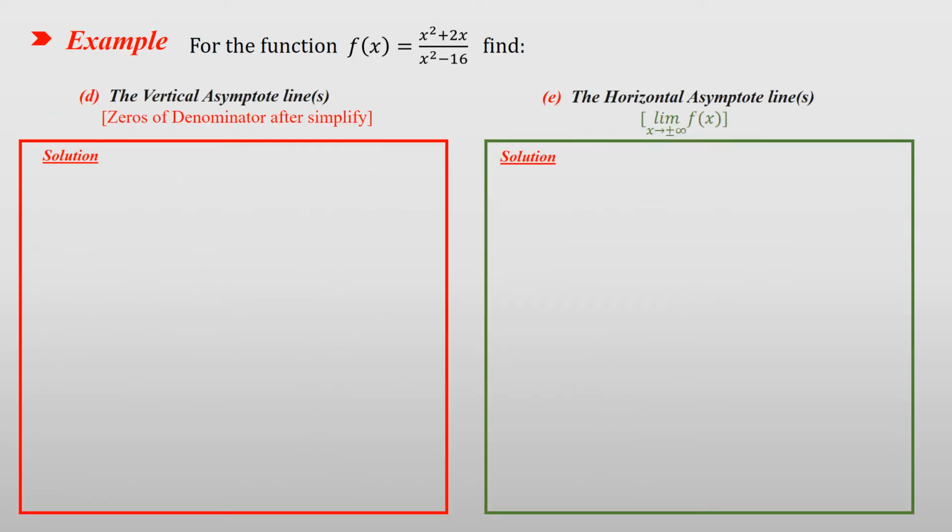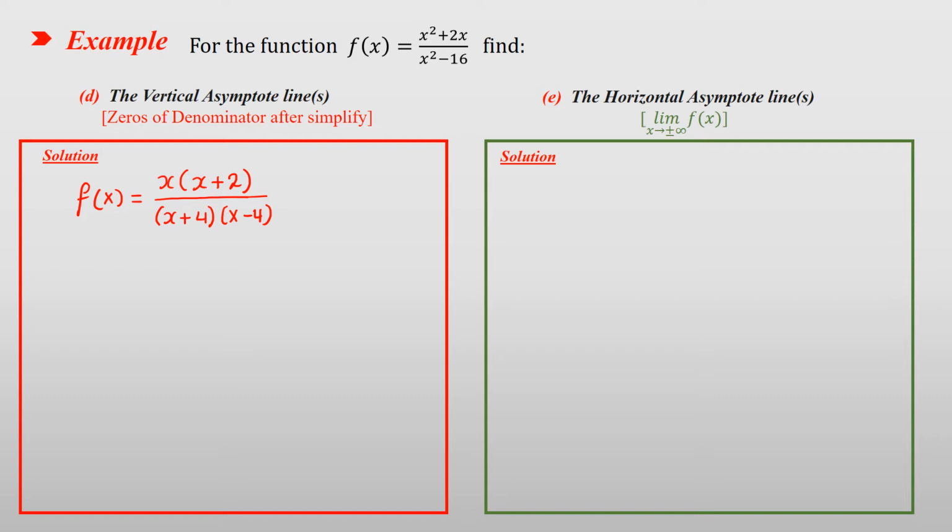In part D you have to find the vertical asymptote lines and horizontal asymptote lines. The vertical asymptote lines are the zeros of the denominator after simplifying the function. So we have f of x equals x multiplied by x plus 2. This is the factorization of the numerator, and the factorization of the denominator is a difference between two squares, so we have x plus 4 multiplied by x minus 4. No simplification for this function because there is nothing in common between numerator and denominator.